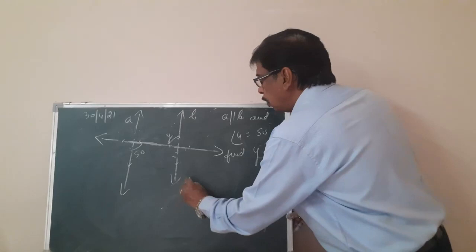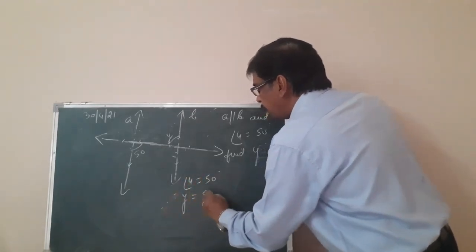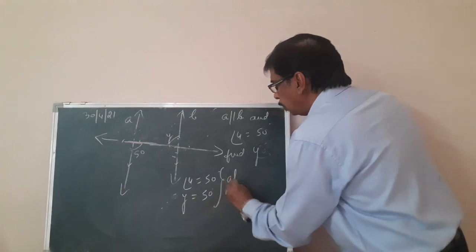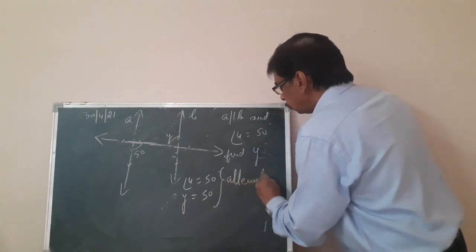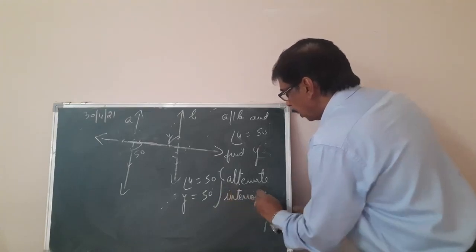So angle 4 is 50 degrees. Therefore Y is also 50 degrees. Reason: alternate interior angles.